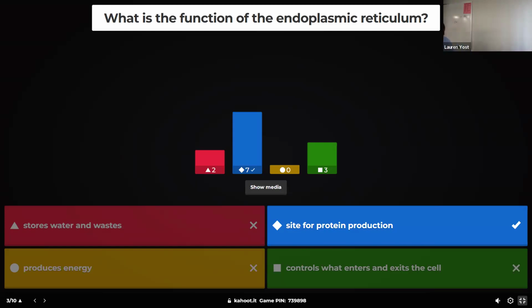What else do I want to say about this one? We know that the mitochondria obviously produces energy, so we're good on that, not choosing that one today. Righty, so I'm gonna kind of summarize these on the board. Endoplasmic reticulum is where we make protein. We make protein and other molecules for the cell.